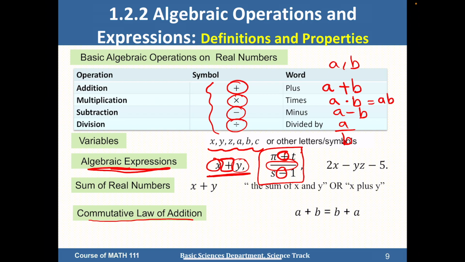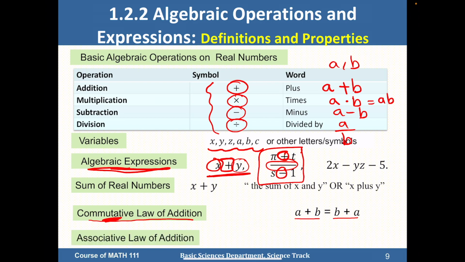For example, if I have a plus b, I can write it as b plus a, which has the same value. So the commutative law of addition means that I can switch between the values of a and b, and in this case, I call this law the commutative law of addition.